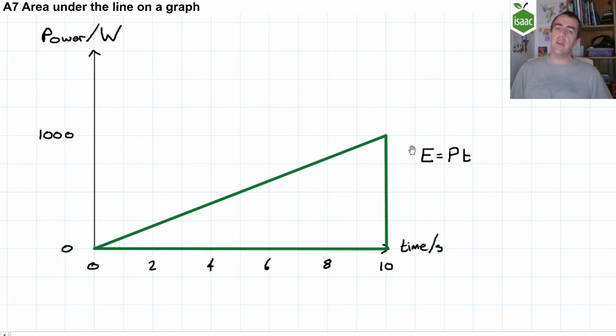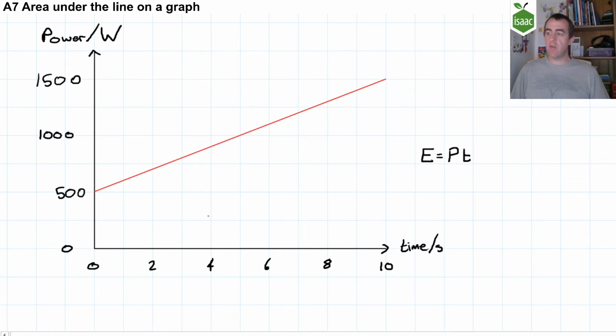We used this definition here of energy is equal to power multiplied by time, but we were clever when we drew our graph. We realized power was a function of time, and therefore we had to take the area under the line to find out the total energy transferred. We wouldn't just take two values and multiply them. The area of a triangle is half times base times height, and so this would be 10 times 1000, or 10 kilojoules, but then divided by 2, 5 kilojoules that's transferred.